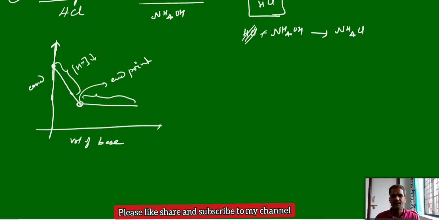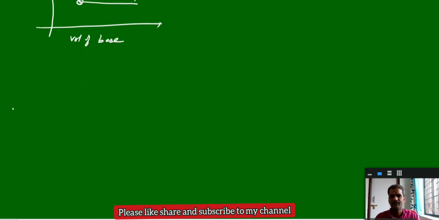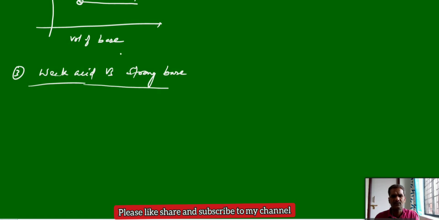That was the second graph. Let us see the third graph: weak acid versus strong base. It is almost similar to the previous one, and it is the same whether you take the reverse case, weak base and strong acid. Here we take a weak acid, acetic acid, and a strong base, let me take sodium hydroxide.